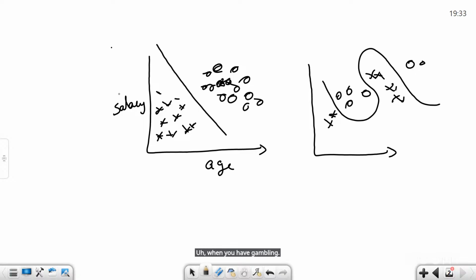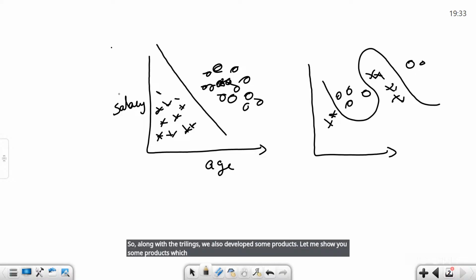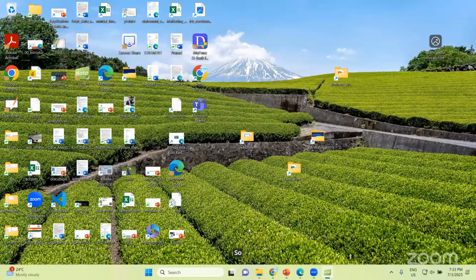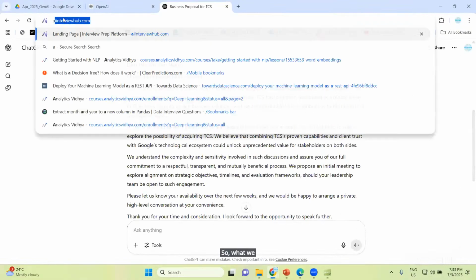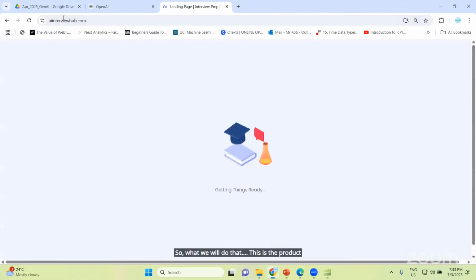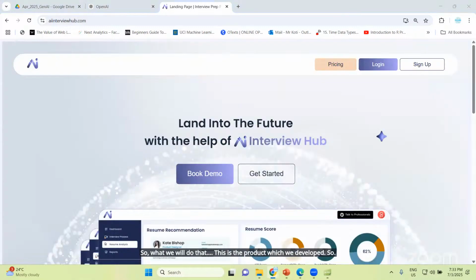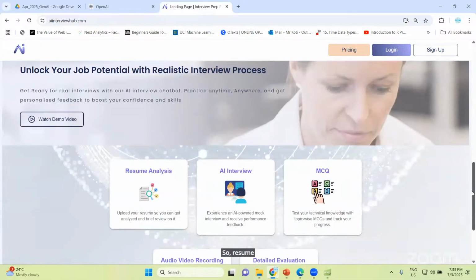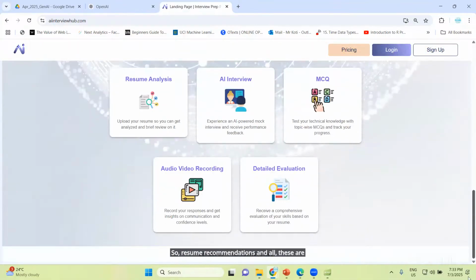Now, see what we do for the freshers: we provide some internships. Along with the trainings, we also develop some products. Let me show you some products which we developed. There is an entry hub which our team keeps working on with AI. This is the future, with the help of AI entry hub. Resume recommendations and all these generative AI topics, everything we have developed.